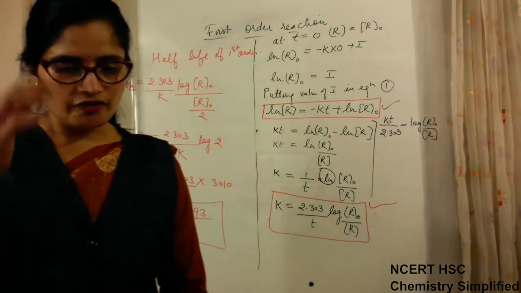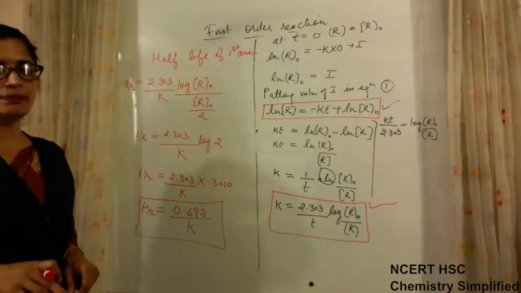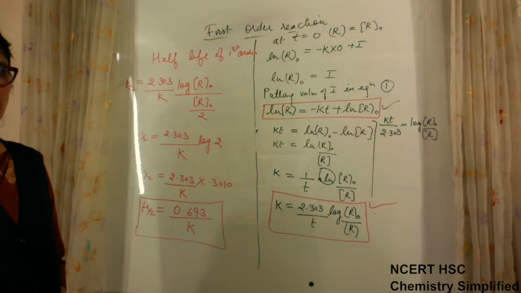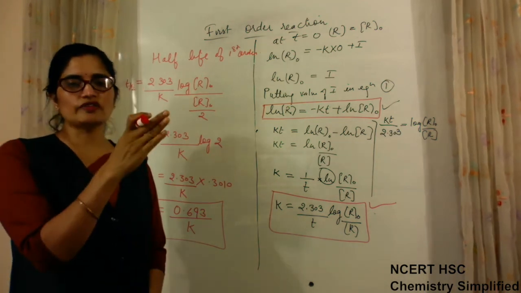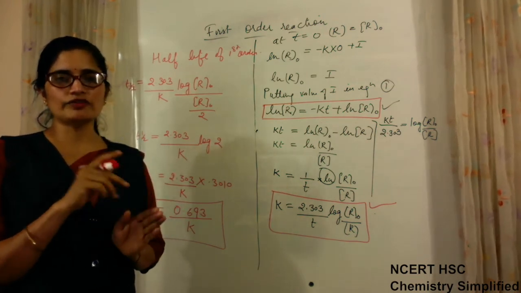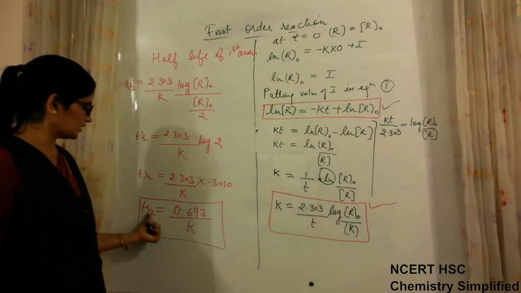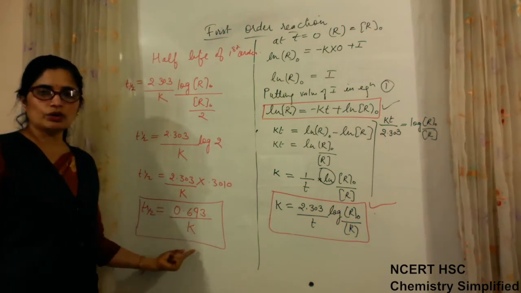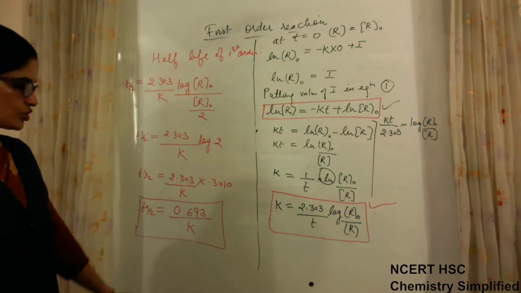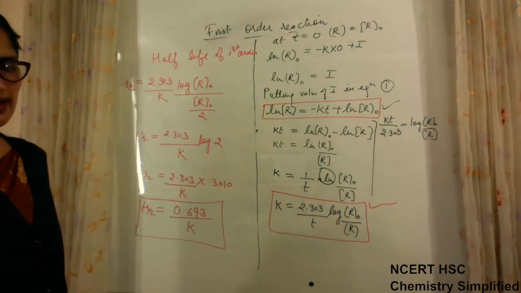That means for a first order reaction, the half-life period of the reaction is independent of the initial concentration. In the formula for a zero order reaction, it was coming R naught, the concentration R naught upon 2k. The formula for half-life for zero order was that. That means half-life of a zero order reaction depends on the initial concentration, how much it is taken. But half-life of a first order reaction does not depend on initial concentration. It is just inversely proportional to the rate constant. So this formula will be used to find out the half-life of a first order reaction.